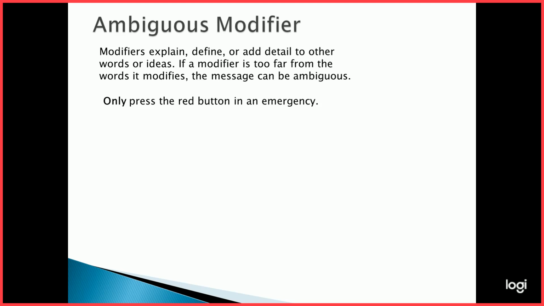Modifiers explain, define, or add detail to other words or ideas, and if a modifier is too far from the word it modifies, the message becomes ambiguous, such as this first sentence: only press the red button in an emergency. So, does that mean you only use this red button when there's a declared emergency, an alarm? Or does it mean only press the red button and not the blue button, this kind of thing? Or that's the only time you can use the red button is in an emergency. So they're not very clear.